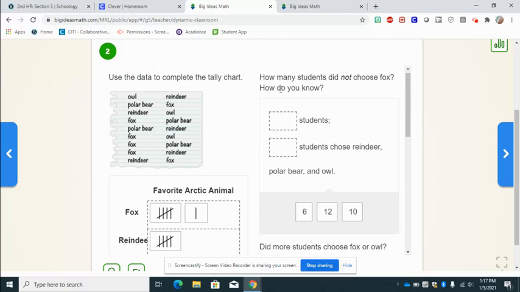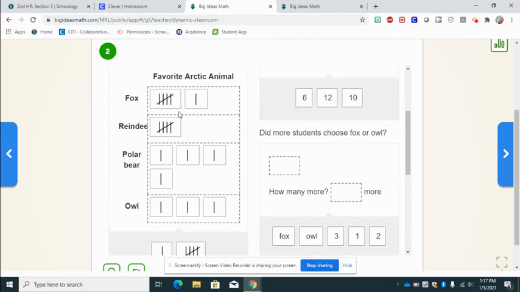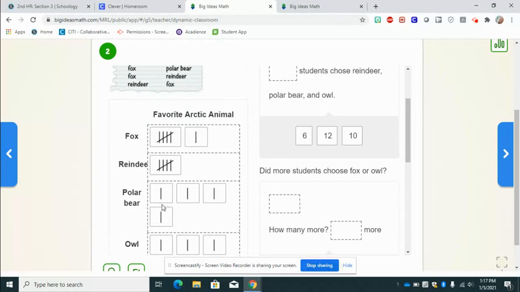Okay, and then how many students did not choose fox? And how do you know? So how can we find out how many students did not choose fox? Well, here's our fox, so we're not going to count those because we're looking at the ones that chose all the other ones but did not choose fox. So 5 students chose reindeer, 4 students chose polar bear, and 3 students chose owl. So if we add 5 plus 4 plus 3, that would give us what number?